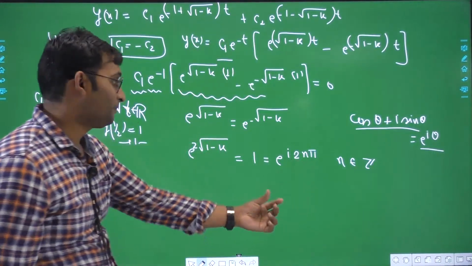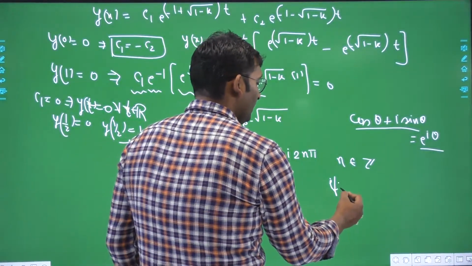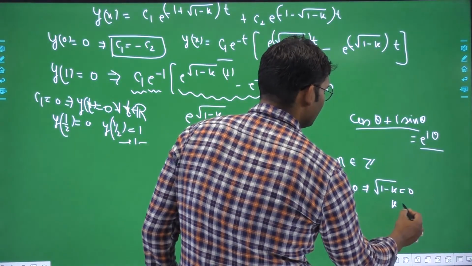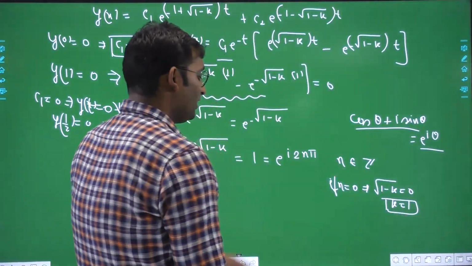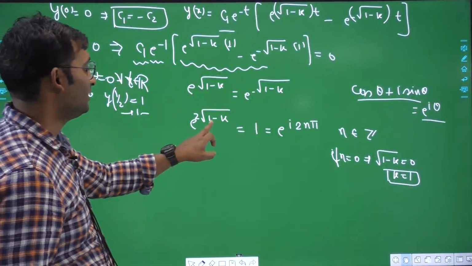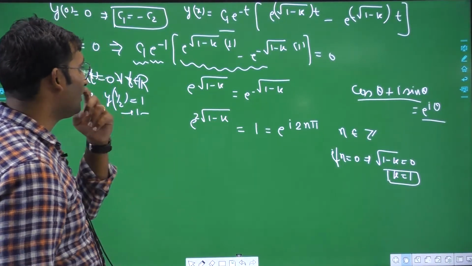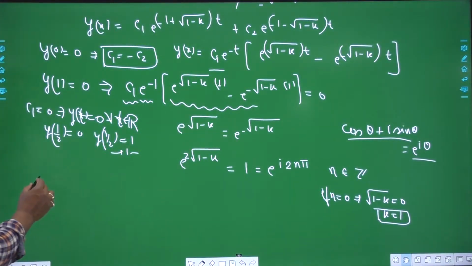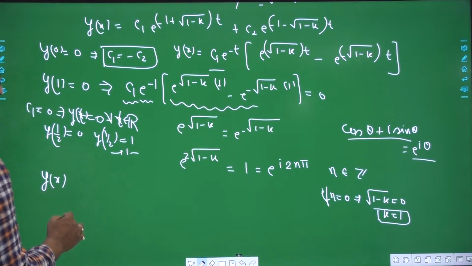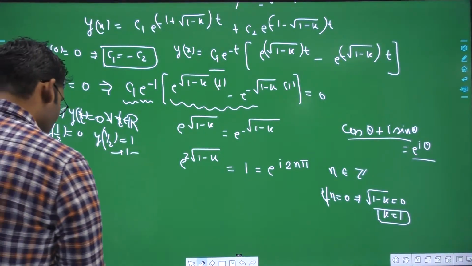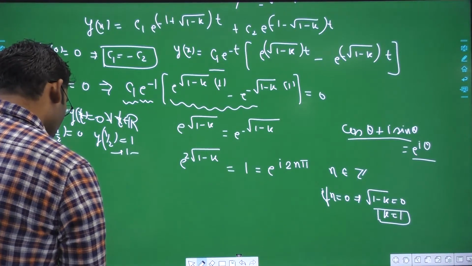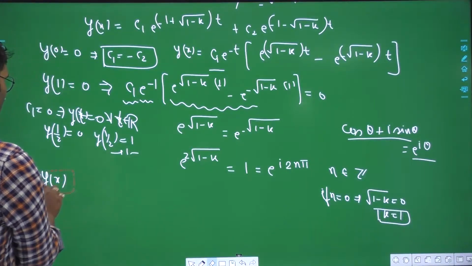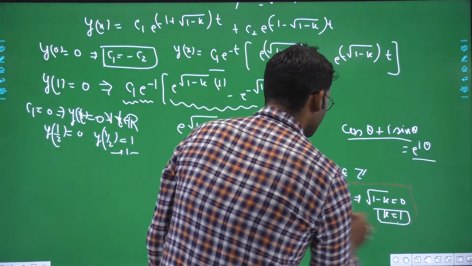Can n be 0? If n is equal to 0, it implies root over 1 minus k is equal to 0. That implies k equals what? k equals 1. So if n is equal to 0, in that case the value of k should be 1. And if k is 1, then you can clearly see what your solution will be. Let me first solve it around and then I'll see whether k can be equal to 1. So let me initially just place it this way.